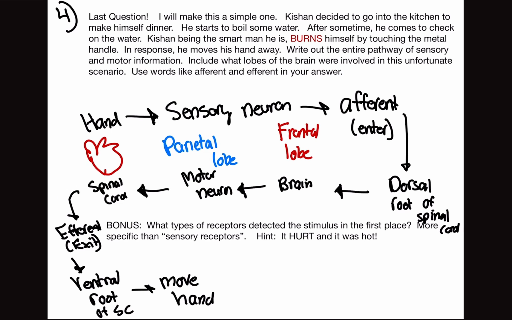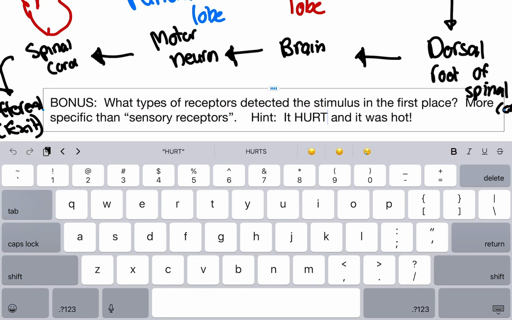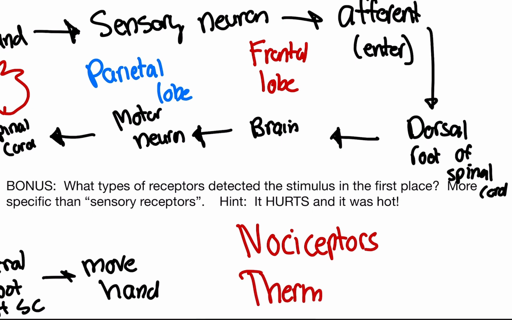Okay, bonus. What types of receptors detected the stimulus in the first place? More specific than sensory receptors. Hint, it hurt and it was hot. Okay. Pain receptors are called nociceptors. Those are pain receptors. Temperature receptors are called thermoreceptors, as in temperature.